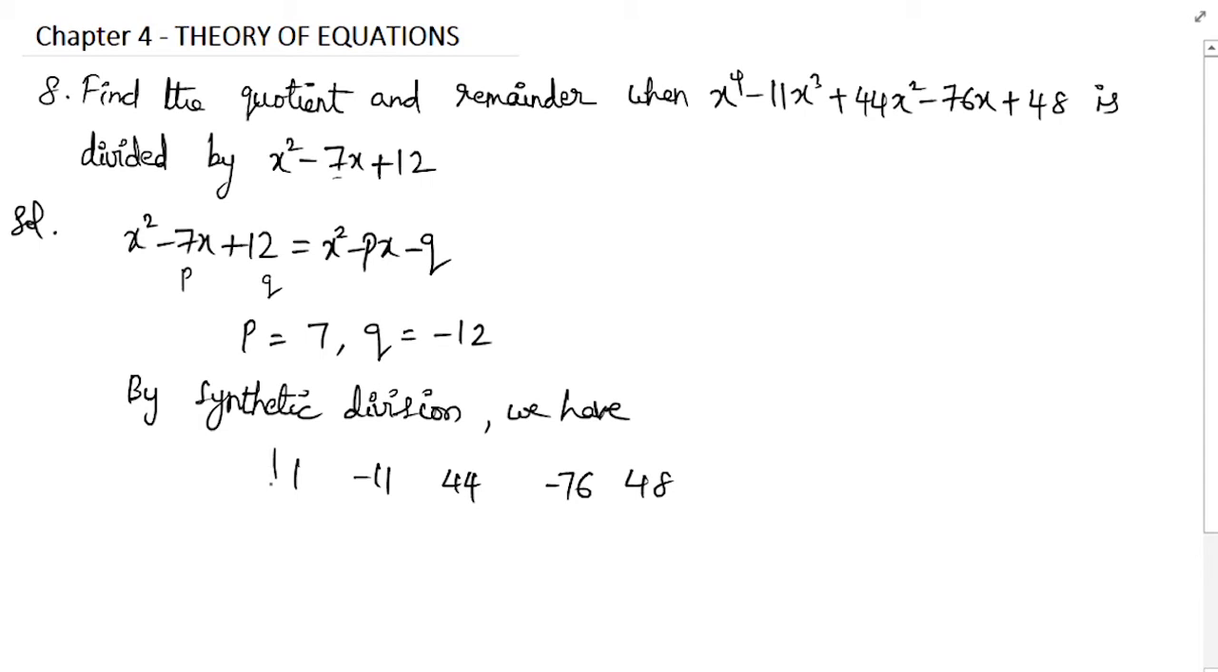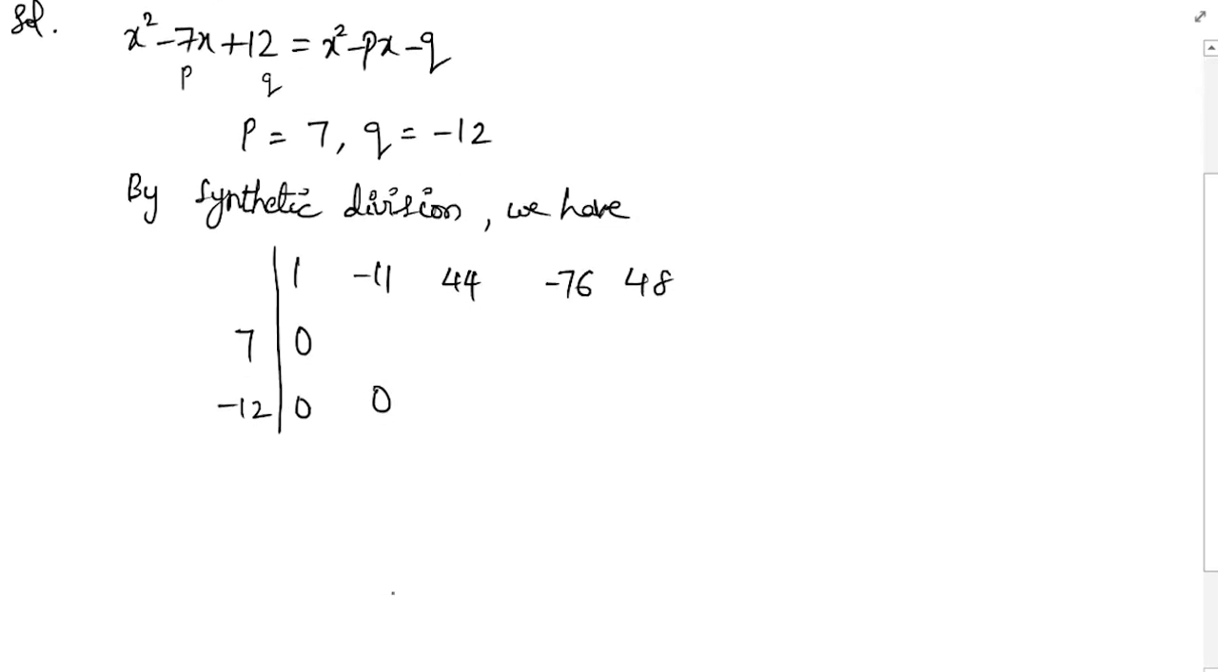Here it will be 0 by default and this will be 7, then this will be −12, this will be 0 and also this will be 0 by default. Now we will find the division. We do the sum of these three numbers, so that will be 1. Then 7 into 1 is 7. Now the summation of −11 plus 7 is equal to −4, right? In the same way we follow for the others.